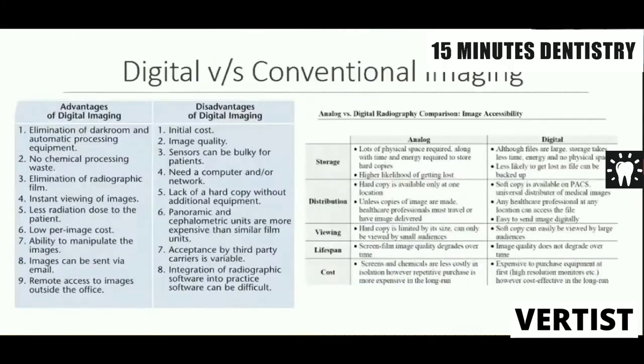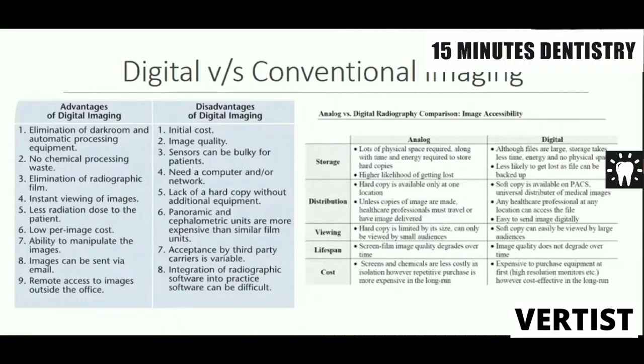Now, it is important to know that we are talking about conventional imaging, but the world is progressing and digital imaging is coming into it. So we also need to be aware of what digital imaging is. The advantage of digital imaging is we do away with the darkroom processing, no chemical processing, no radiographic film. Instantly we'll be able to see the image, less radiation to the patient. Per exposure, the cost is very, very less.